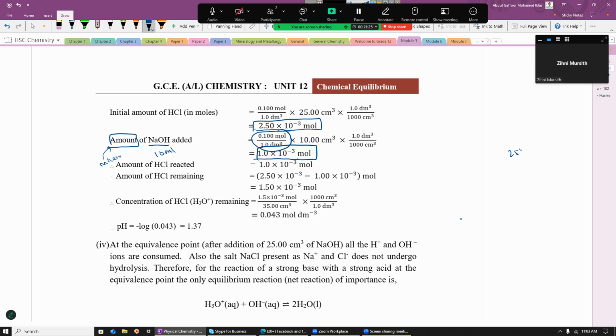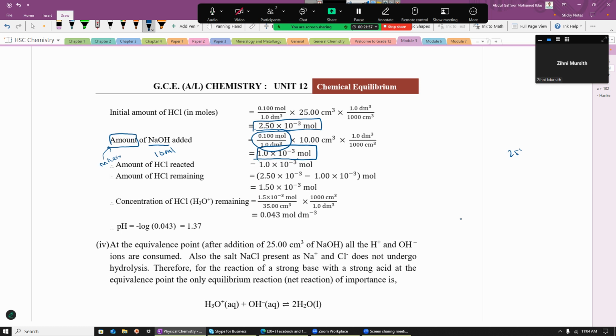So here, now what we are doing, you should be very careful. What you are doing should be in your mind. You have just added 10 milliliter of NaOH. So what is the limiting reagent here? If you have added 10 milliliter of NaOH, what is the limiting reagent? NaOH is the limiting reagent, right?